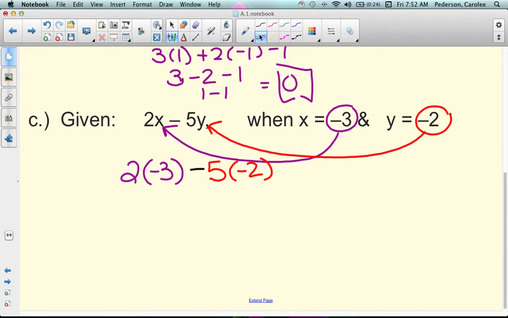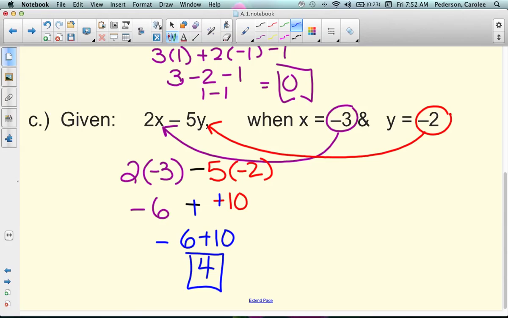So 2 times negative 3 is negative 6, minus, and then 5 times negative 2 is negative 10. And then we need to clean up this negative negative. Remember, this is a plus symbol now. A negative and a negative turns into a positive. So if I just rewrite that as negative 6 plus 10, negative 6 plus 10 is 4. And that's how you evaluate expressions.